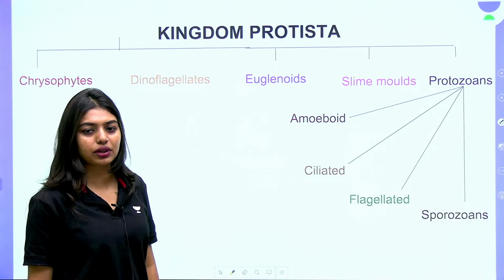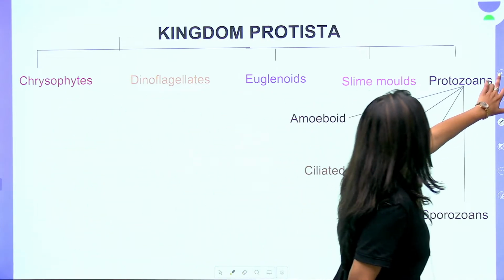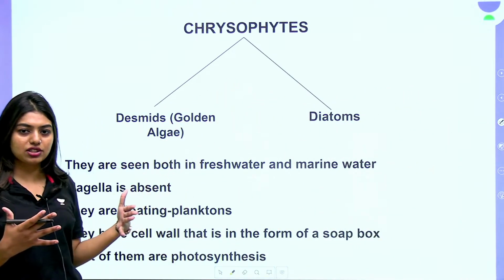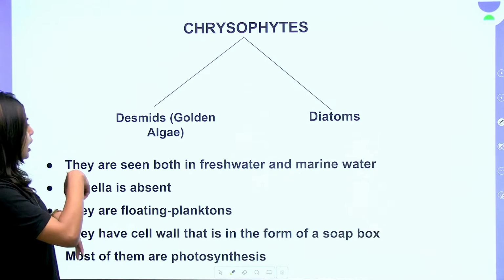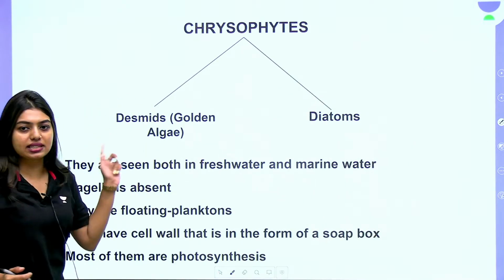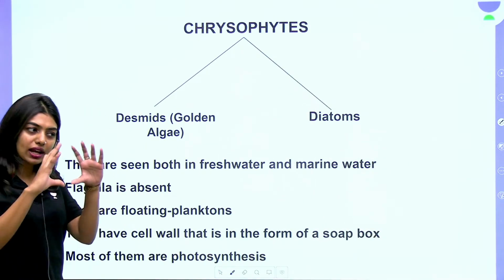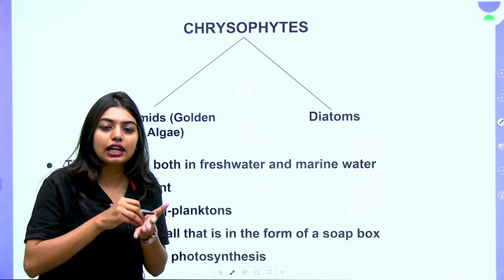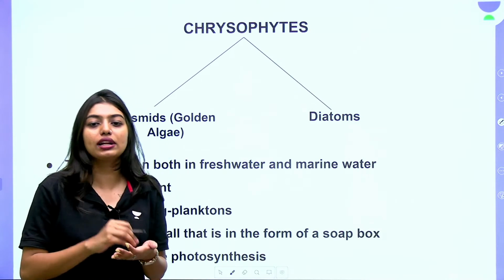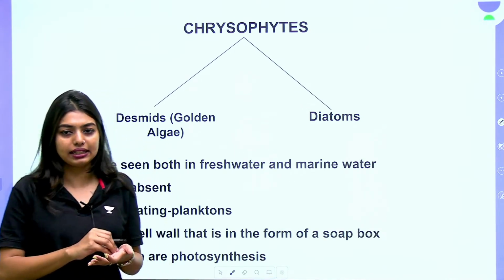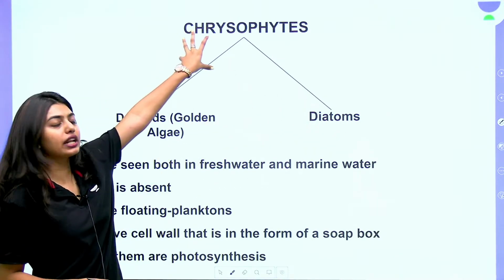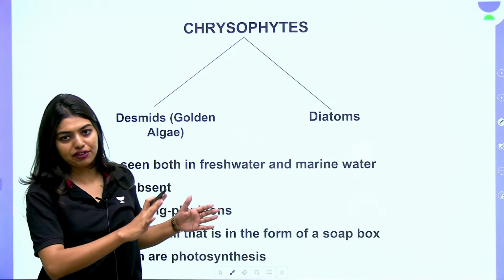Okay. Fine. So, let's start with the first ever one, that is your cryophytes. Under cryophytes we have desmids. Desmids, that is your first example. Your NCERT starts with that, telling that cryophytes have desmids and diatoms. Desmids are also called golden algae. This golden algae and diatoms together make cryophytes.